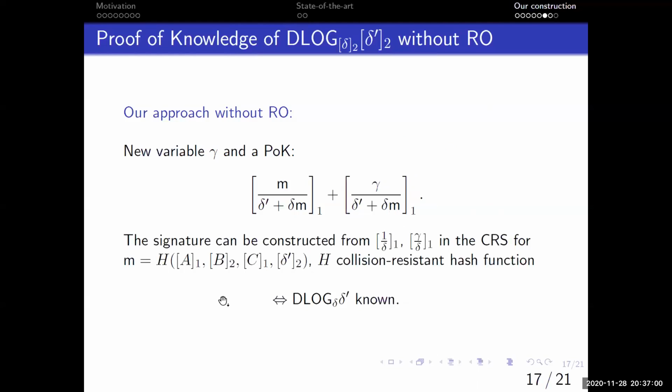We want to note that this proof of knowledge is not zero knowledge. The whole SNARK is zero knowledge, and we can simulate it. But if we just look at this subproof, we don't need to simulate it because everybody can randomize delta.